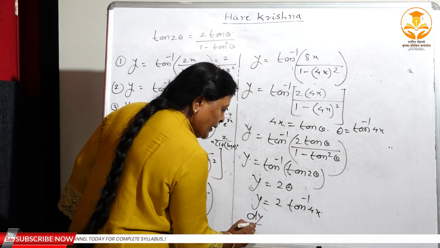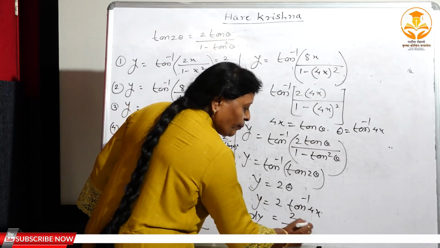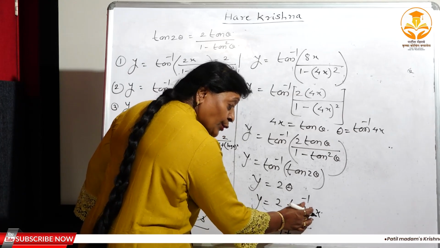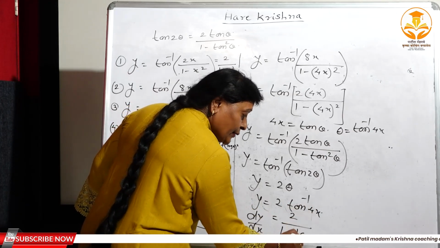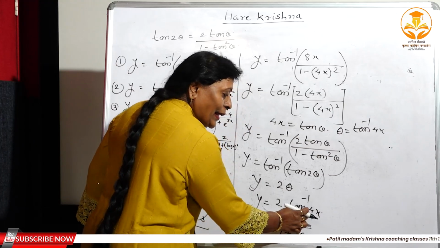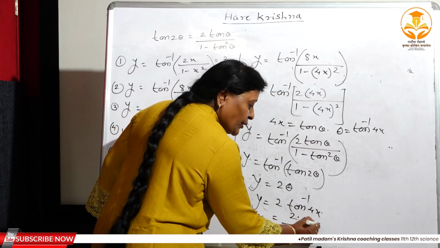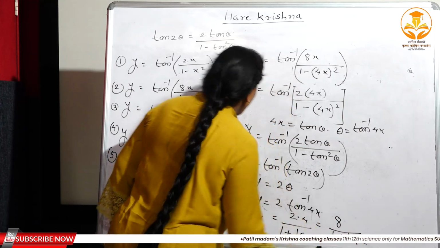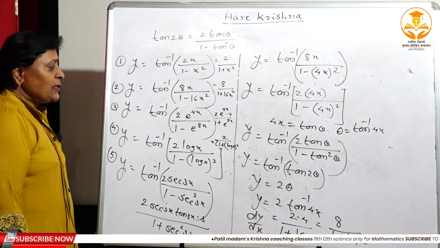Therefore, dy by dx is nothing but 2 times the derivative of tan inverse u, that is 1 upon 1 plus u square, meaning 4x whole square, that is 16x square, and the derivative of 4x is 4. Therefore, 4 times 2 is 8, divided by 1 plus 16x square. Have you got this? This is the second one, right?